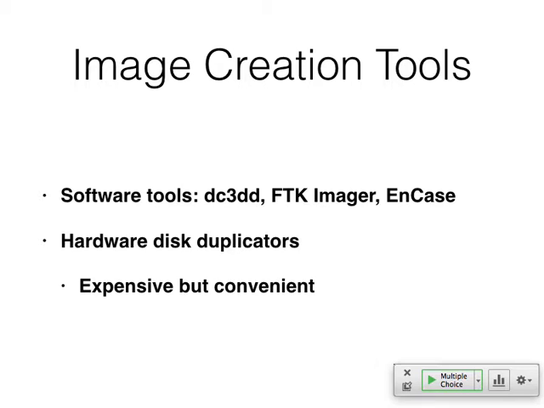You can make images with a variety of tools. You can use FTK Imager or EnCase if you're running on Windows. If you're running on Linux, you could use dd, or you could use the enhanced versions like dc3dd that add a few features to dd, like storing the hash and such.